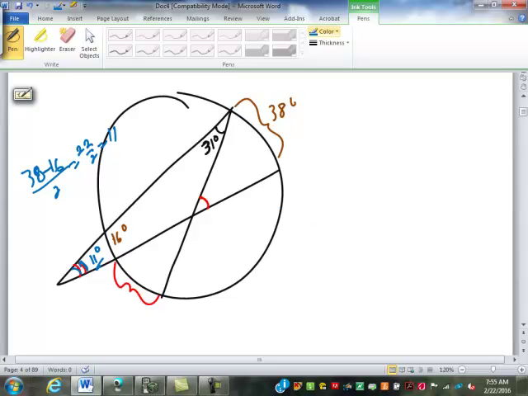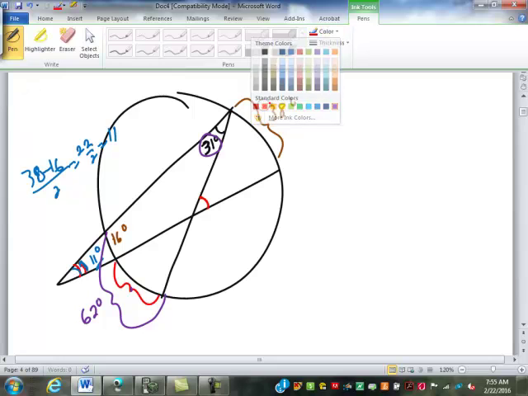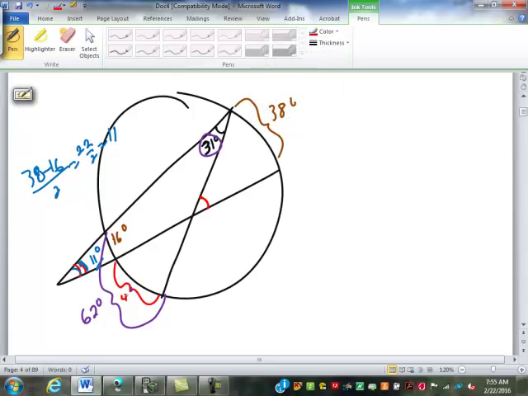I started out with 31. Now, of course, to find this one, we know that this whole arc has to be 62. How do we know that? Double the 31. So that means that this piece has to be 62 minus 16 is 46 degrees, correct? So then this angle, 46 plus 38 divided by 2, which is 42 degrees. Anybody have all three right?